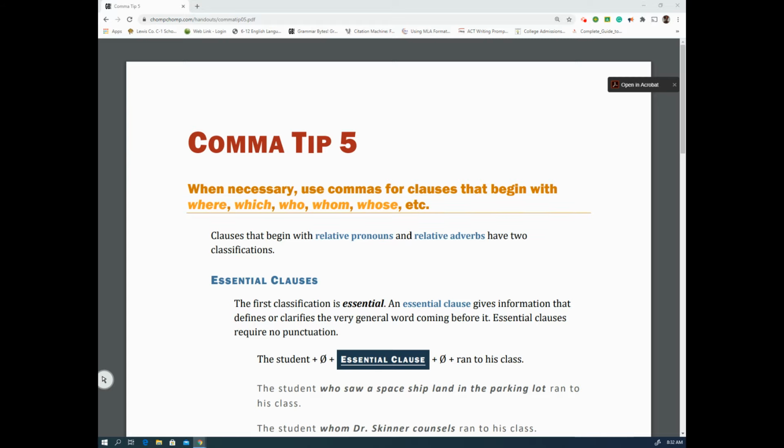Okay, so we're ready for Common Tip 5 here. This is going to get a little bit trickier. So Common Tip 5: when necessary, use commas for clauses that begin with the words where, which, who, whom, whose, and so on and so forth.